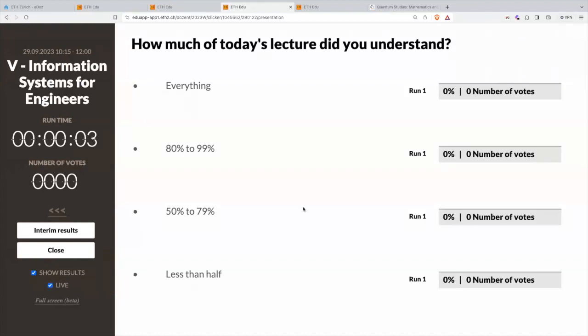This is my way, basically, of knowing should I slow down, should I accelerate? It's just a way of getting a feeling, and then I adapt a little bit. Every year it can be different. Some years it might be too fast, some years it might be too slow. That looks good. So the 80 to 99%, that's kind of my sweet spot. This is where I like to be. It's totally normal. It's awesome if people understand everything. It's also okay if you understood even less than half.